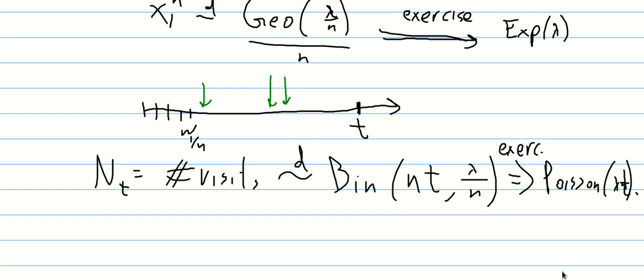Okay, so in the last class we're going to leave the real line and go to Poisson process in more general spaces. See you.